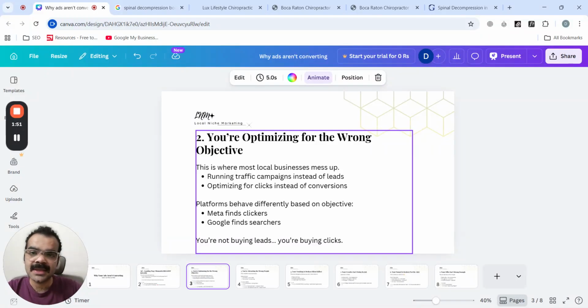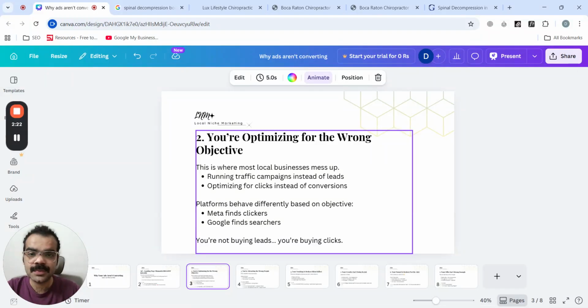Number two is that you're optimizing for the wrong objective. That means that I will just go back to my own experience with a client. They were saying that they are boosting their posts and they are not seeing any leads. So the objectives are actually working with the algorithm to get you the objective highlighted in the campaigns.